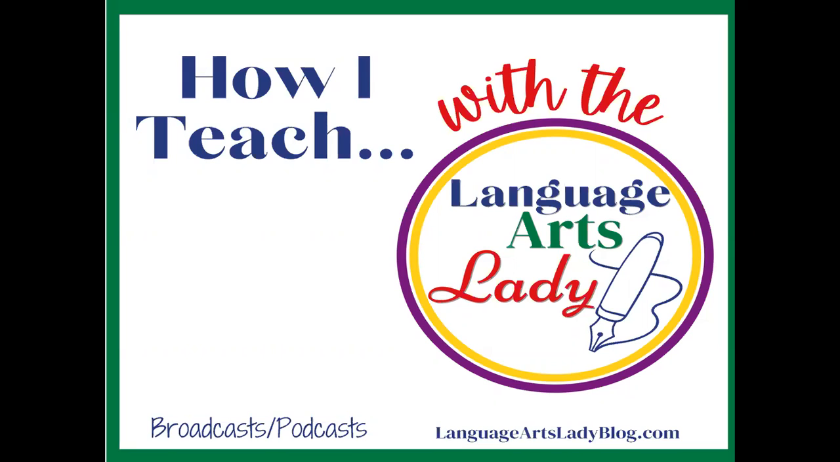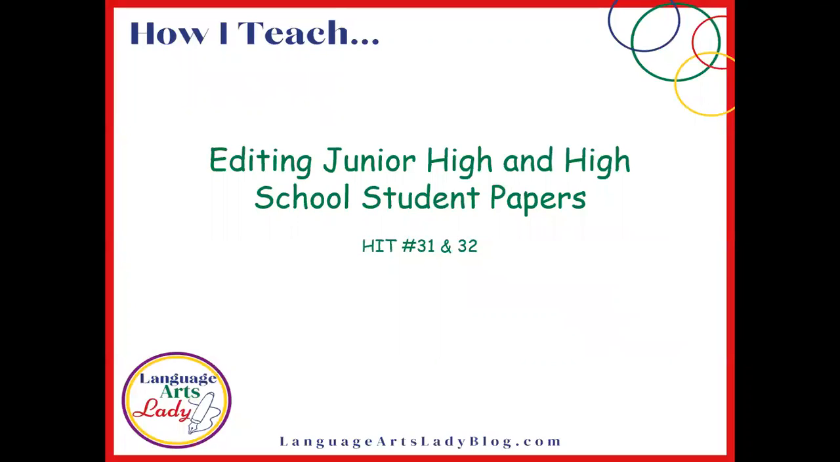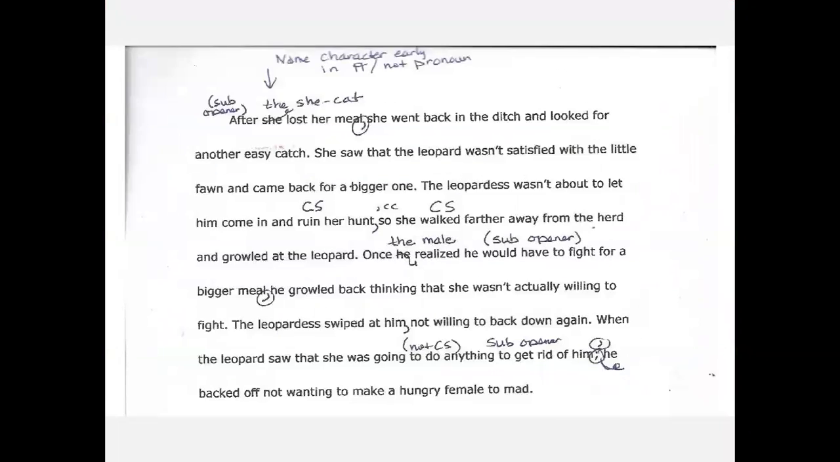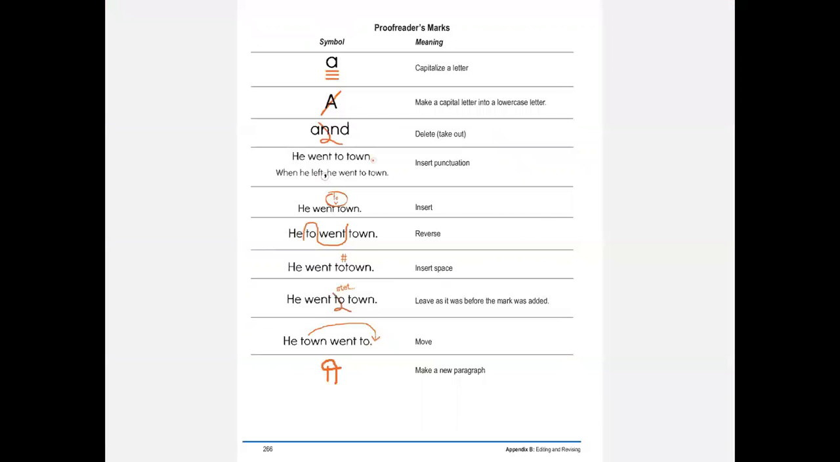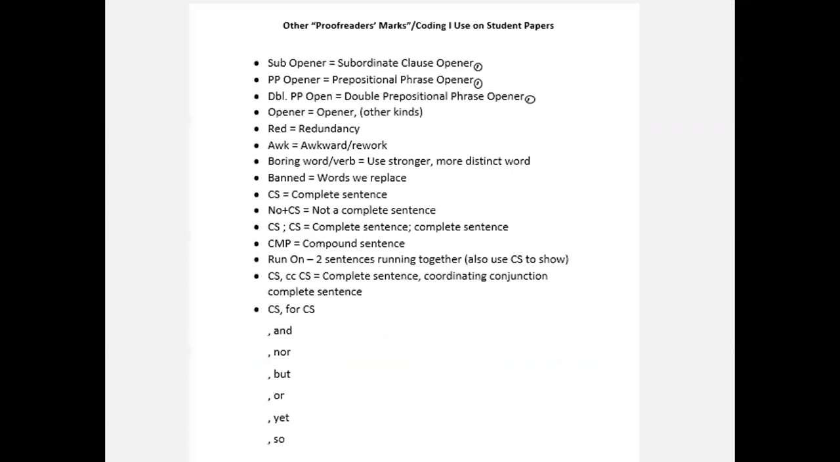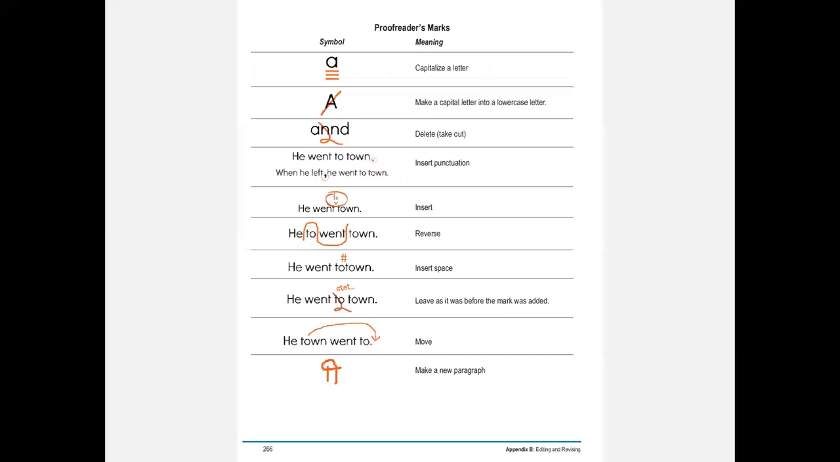All right, so last week we walked through Proofreaders Marks, and this is a two-part episode. So this is part 2, episode number 32 of editing junior high and high school student papers. Last week what we walked through was this and what those symbols mean. And then we walked through the coding that I use that is above and beyond Proofreaders Marks. So the Proofreaders Marks that you're seeing on your screen right now, that is the document for teachers.